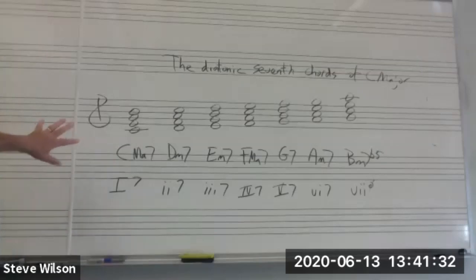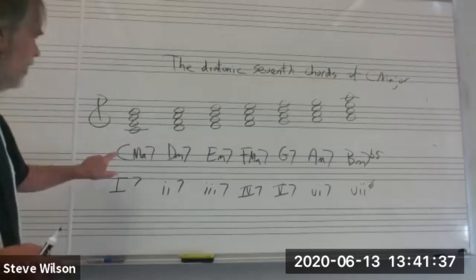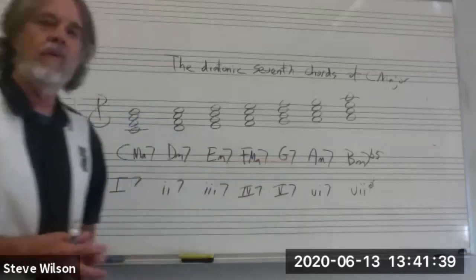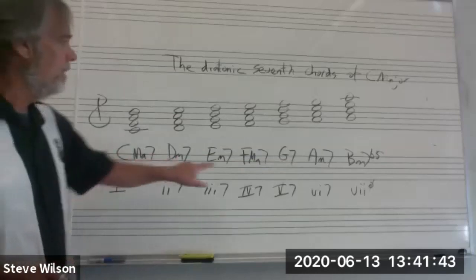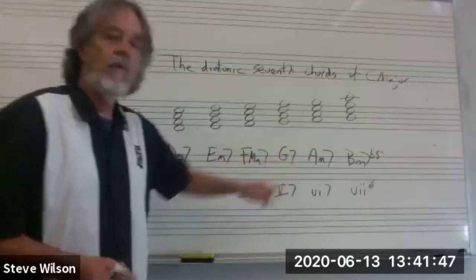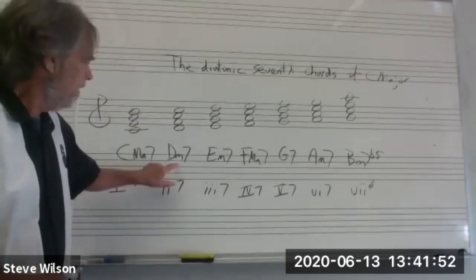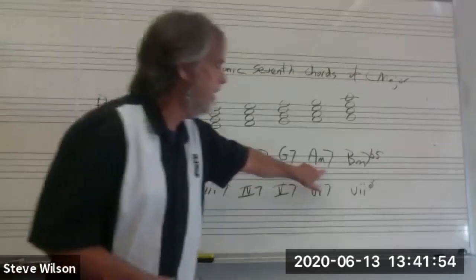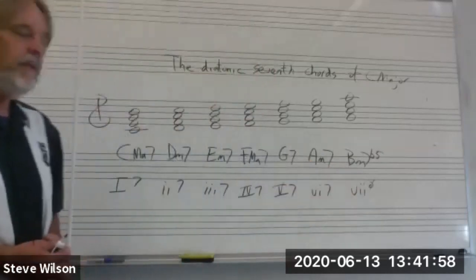Now take a look at this for a moment. When we had triads, we noticed that the 1 chord, the 4 chord, and the 5 chord were all major triads. In the case of these, the 1 chord and the 4 chord are major sevenths. The 5 chord is a dominant seventh. All right, I'll come back to that in a moment. The 2 chord, the 3 chord, and the 6 chord are minor sevenths. The 7 chord is a half diminished seventh.